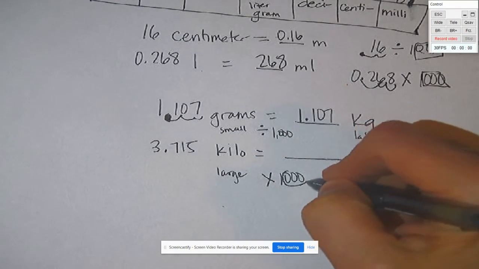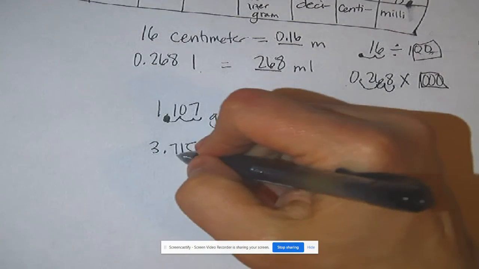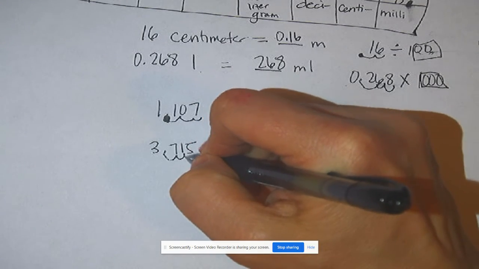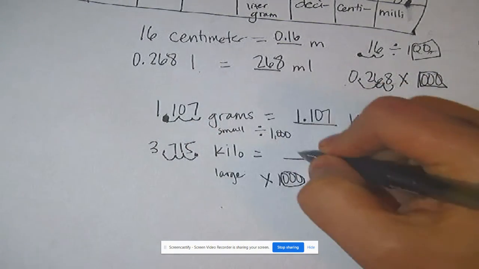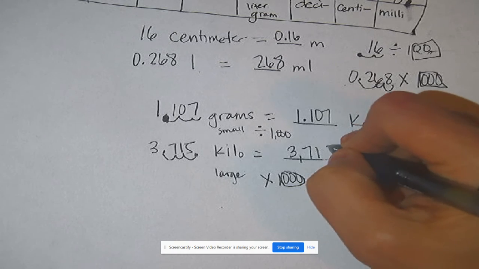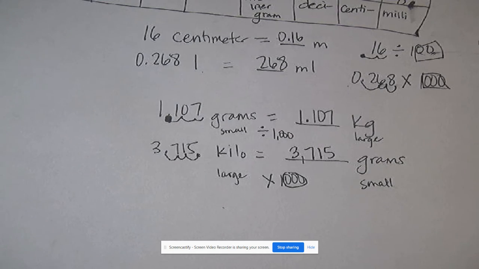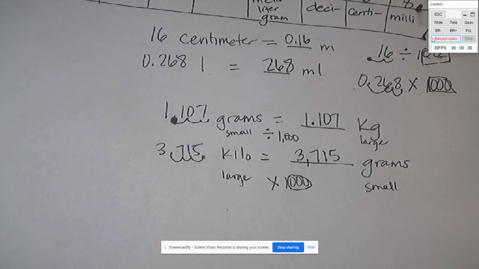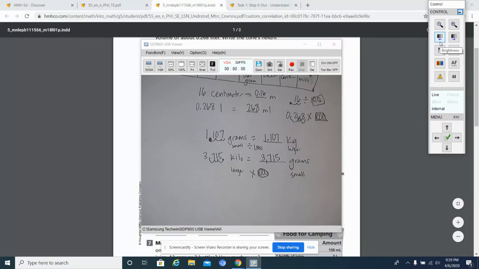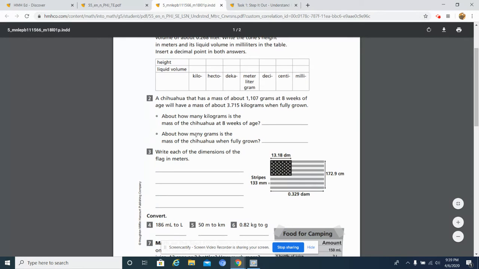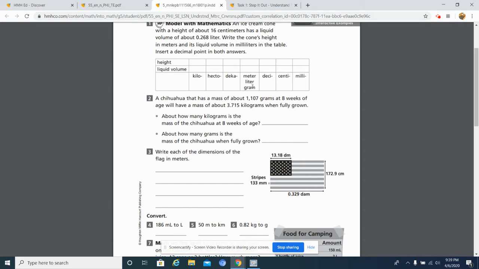Okay, so how many times are we going to move our decimal to the right? 3 times. 1, 2, 3. So what is our number? 3,715 grams. Is that right? Let me go back and check that real fast. Yeah, 3.71 thousand. Yeah, okay. So times by 1,000, that should be correct.